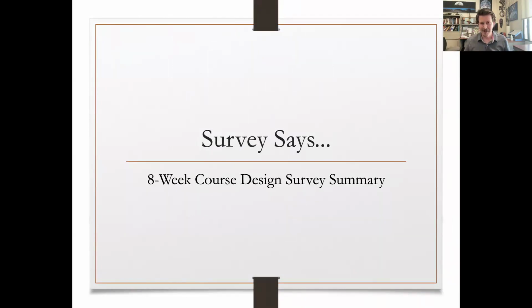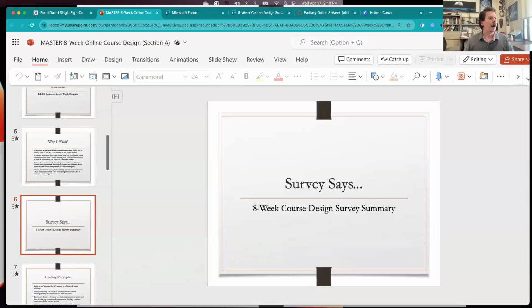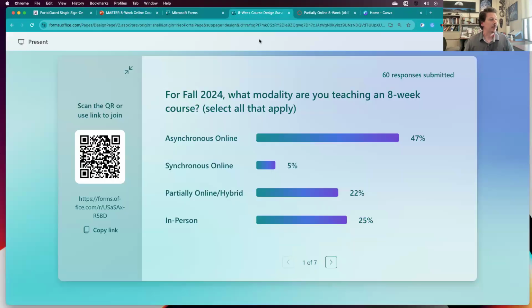Survey. A couple weeks ago, I got to administer a survey to 384 of our faculty colleagues here at the college. And you may have received the survey. If you're scheduled to teach 8 weeks in fall 24, you should have received it. I'm not going to share the entire thing, but I do want to share a few highlights. For example, it was sent to 380 some odd folks. We got 60 responses. And this gives you a sense of the breakdown of the different modalities that folks are teaching 8-week courses in fall 2024.